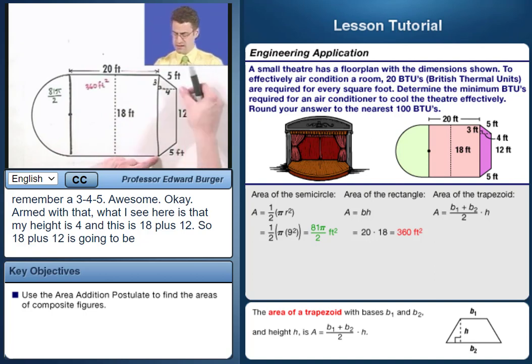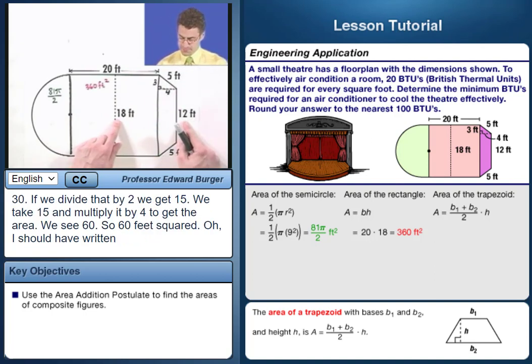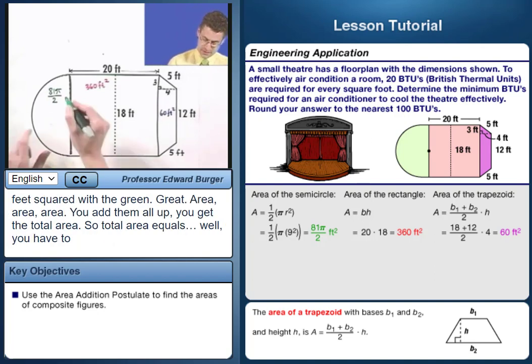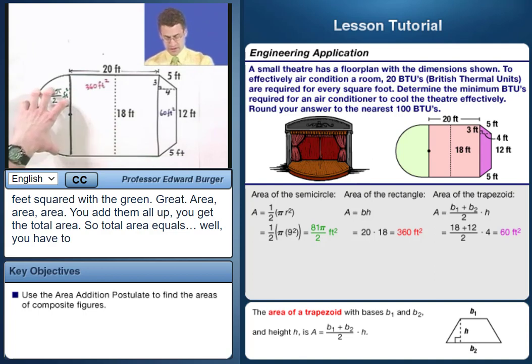This is 18 plus 12, so 18 plus 12 is going to be 30. If we divide that by 2, we get 15. If we take 15 and multiply it by 4 to get the area, we see 60. So 60 feet squared. Great. Area, area, area. You add them all up, you get the total area.